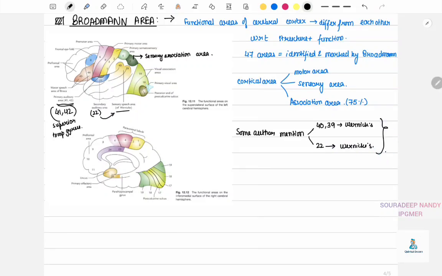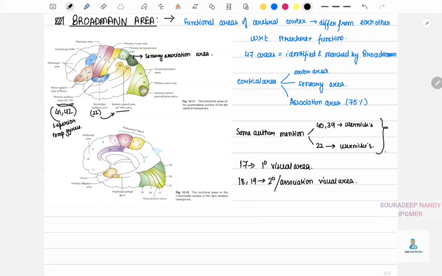Then the area 19 and 18. The areas 17, 18, 19 are associated with the visual area. Now 17 is the primary visual area and 18 and 19 are the visual association area. Okay, so 17 is the primary visual area, 18, 19 are the secondary or association visual area.